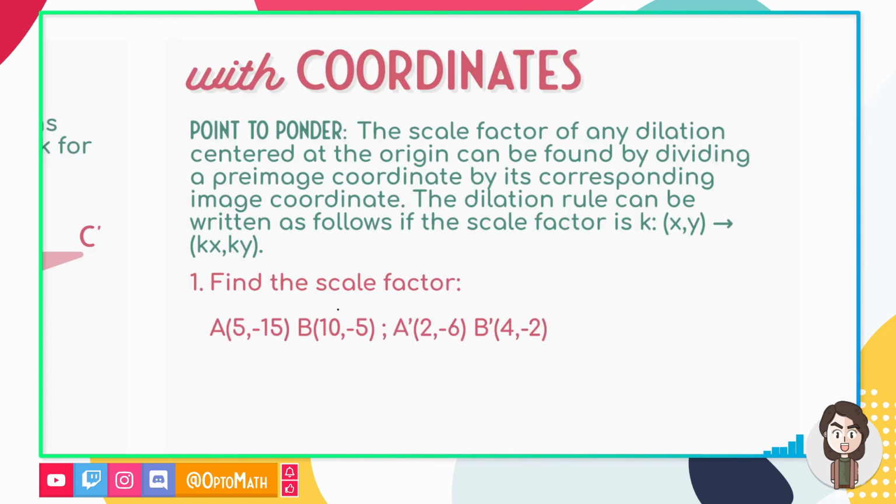Let's look at some examples where we have dilations with coordinates and using that scale factor with coordinates. So our point to ponder says the scale factor of any dilation centered at the origin, this is very important, so centered at the origin, point 0, 0, can be found by dividing a pre-image coordinate by its corresponding image coordinate. So scale factor is pre-image length over image length, and we can do this with the coordinates if we're centered at the origin, because the coordinates do tell us the distance or the length, because they're just starting at 0.